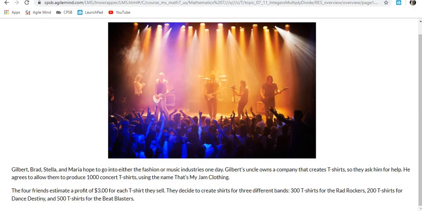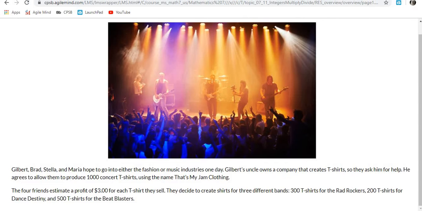So we have these 4 friends, Gilbert, Brad, Stella, and Marie. They hope to either go into the fashion or music industry one day. Gilbert's uncle owns a company that creates t-shirts, so they asked him to help. He said he would make 1,000 concert t-shirts, as long as his company name, That's My Jam Clothing, is on it. So he's basically getting free advertising, right?